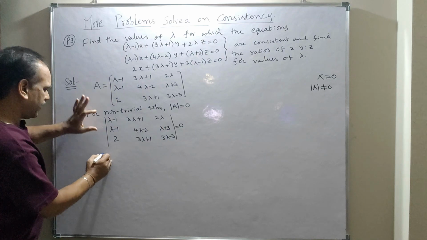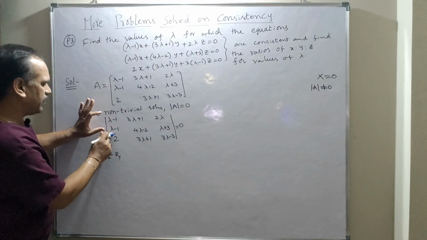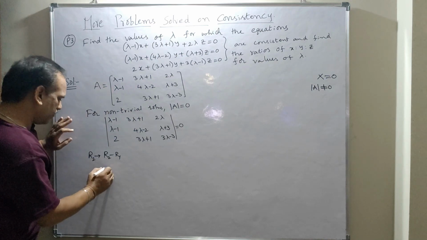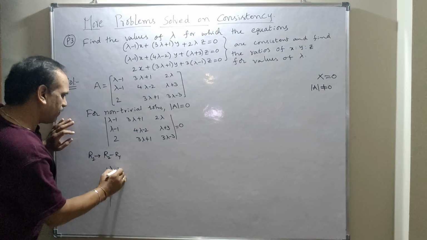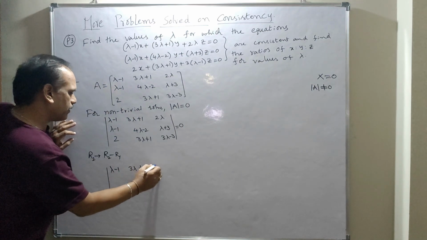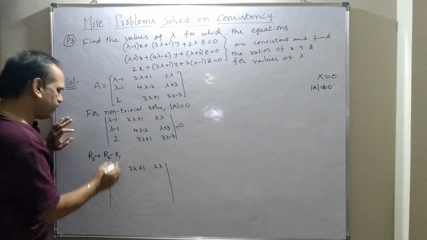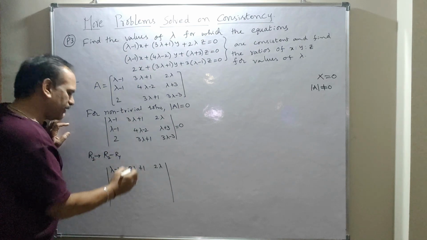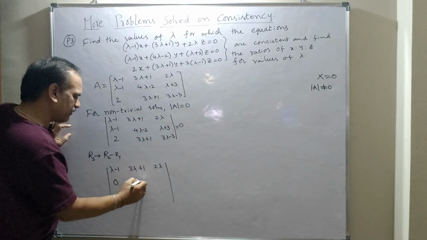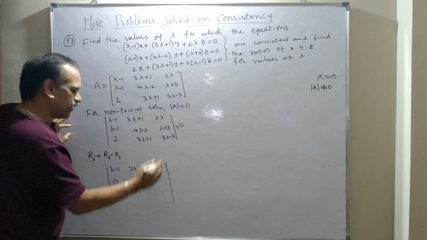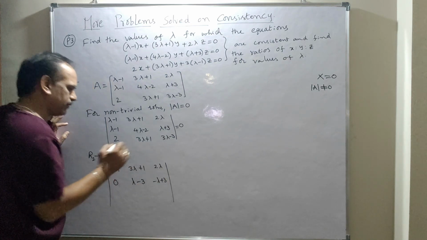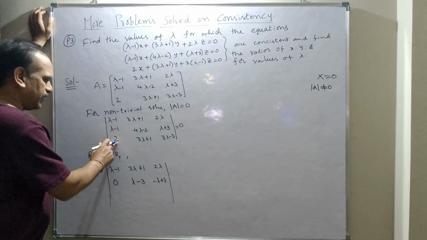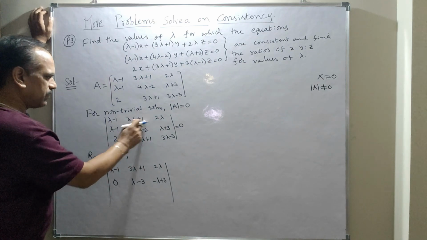So I take R2 minus R1 because you have lambda minus 1, and put it in R2. So what happens? No change in the first row. R2 minus R1 is 0, then 4 lambda minus 2 minus 3 lambda plus 1, which is lambda minus 1, and then 3 minus 2 lambda minus lambda plus 3, which is 3 minus lambda. And also I take R3. Here you have 3 lambda plus 1.